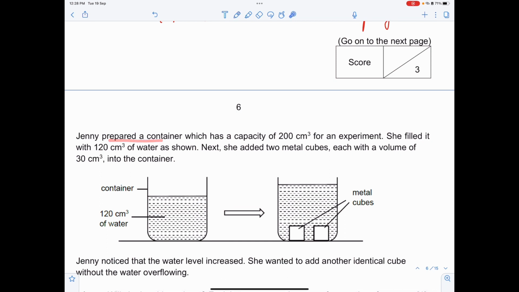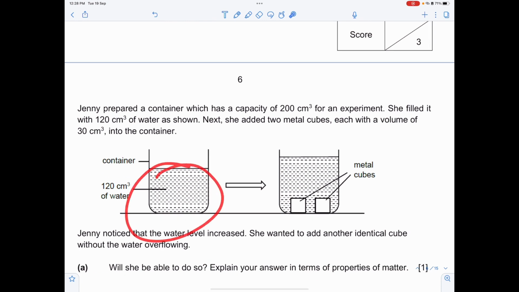Jenny prepared a container which has a capacity of 200 cm3 for an experiment, meaning that it can hold a maximum of 200 cm3 before everything spills out. So the maximum is 200 cm3. She filled it with 120 cm3 of water as shown. Next, she added 2 metal cubes with a volume of 30 cm3 into the container. So basically, what is remaining here is only 80 cm3.